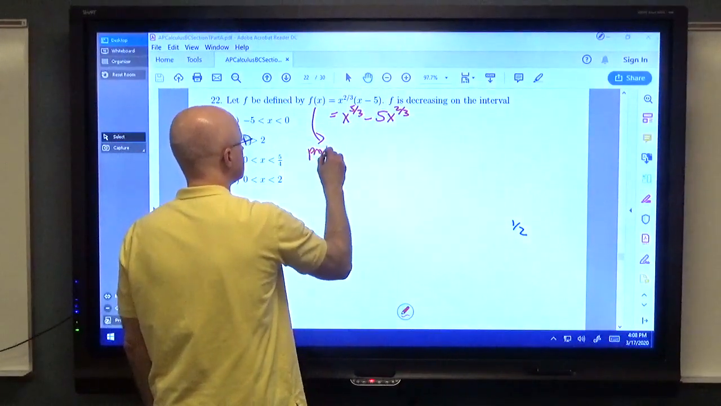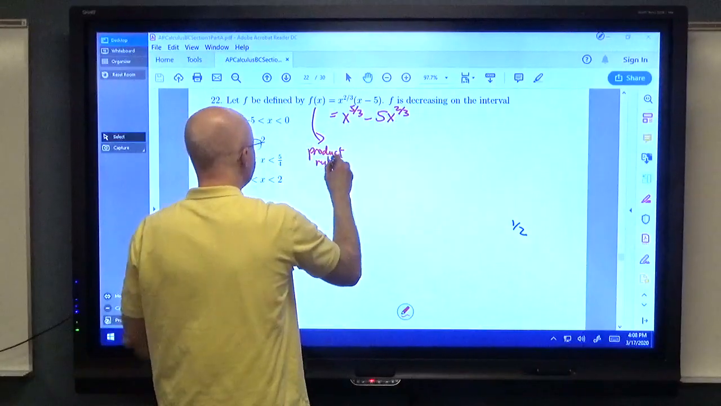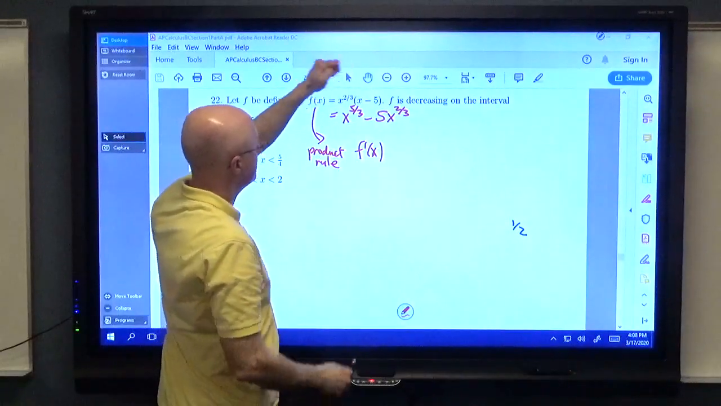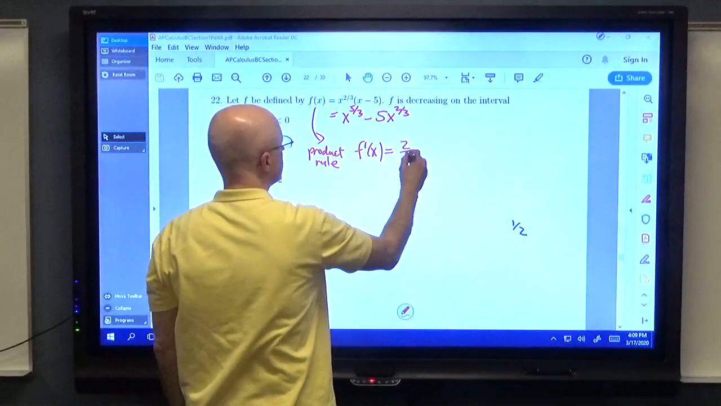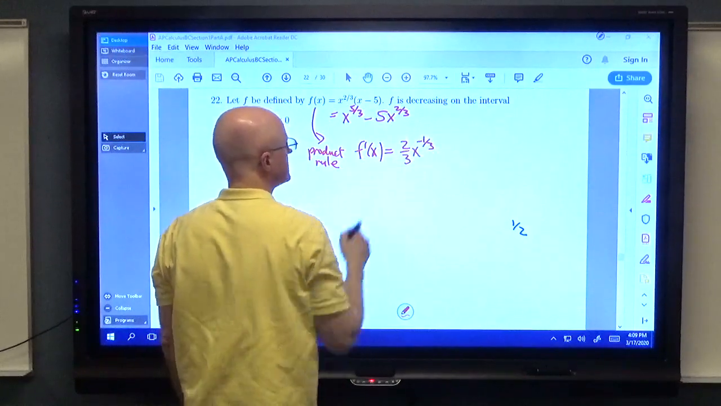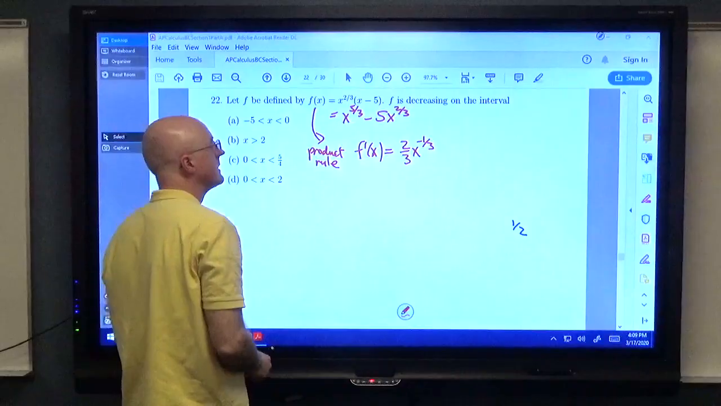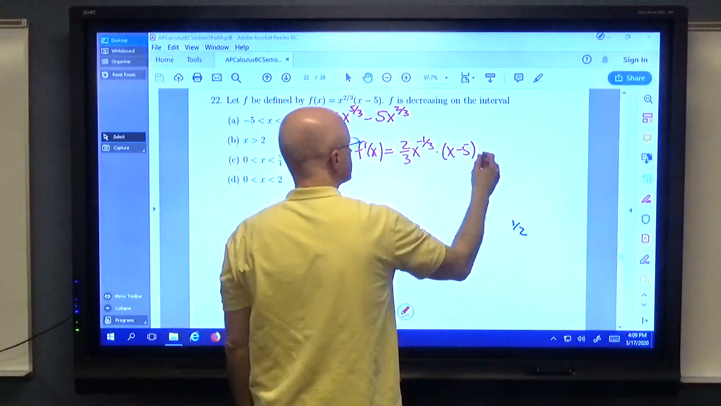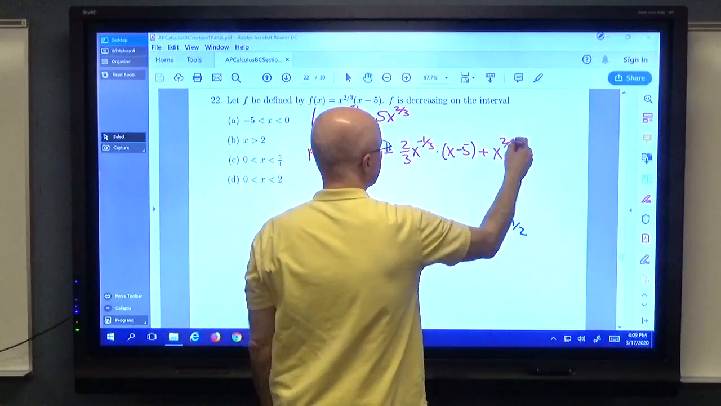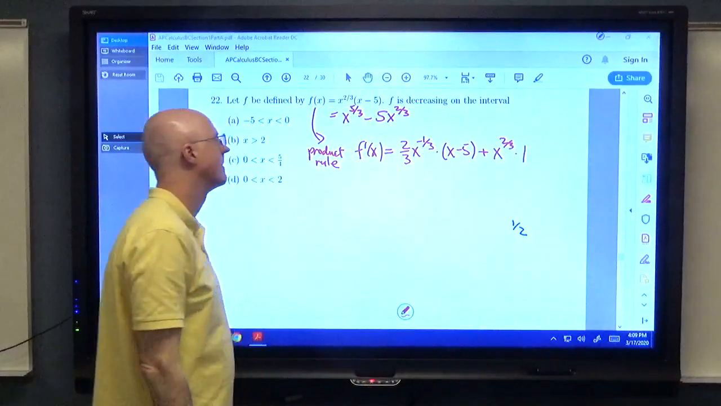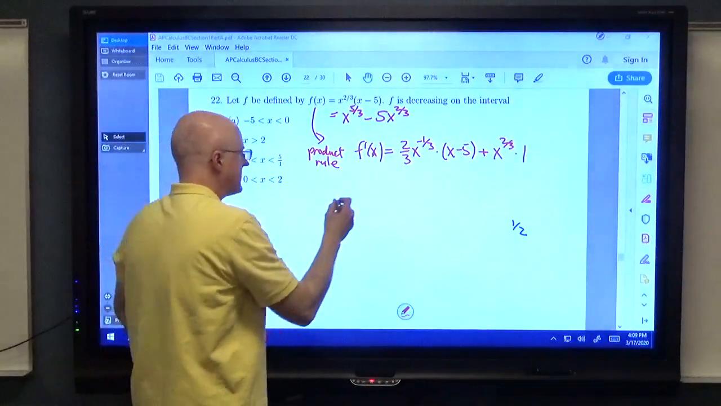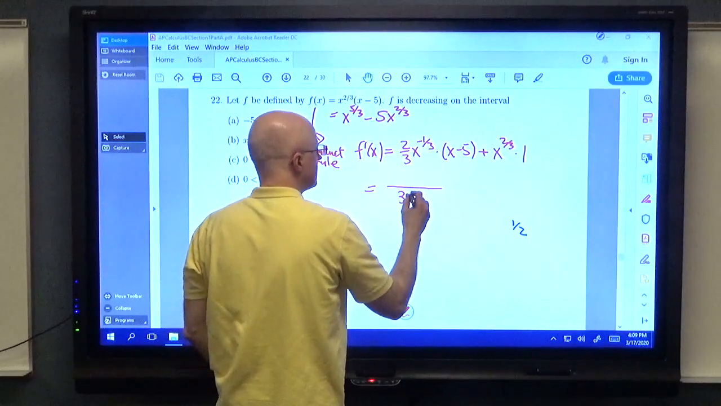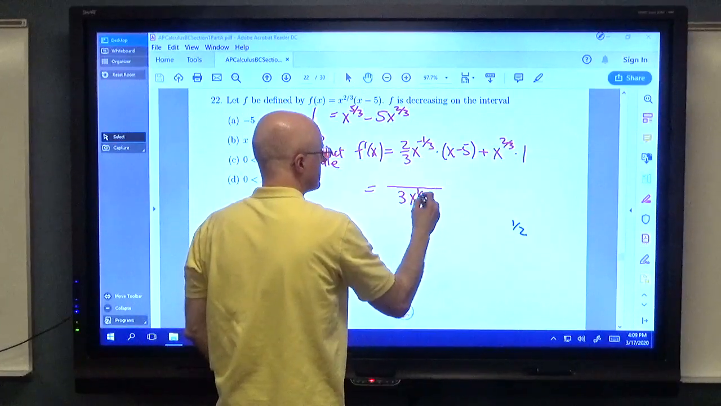Product rule is what I'll use. First function is x to the 2/3. Second function is x minus 5. The derivative of the first is 2/3 x to the negative 1/3, and that's how a fraction is going to come involved because of the negative power. That's the derivative of the first times the second, plus the first times the derivative of the second, and the derivative of the second is 1. Common denominator to use is the one that this first term already has, really. It's 3 cube root of x, 3x to the 1/3 in the bottom there.